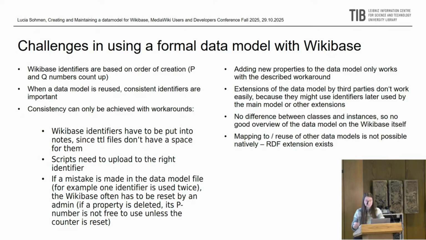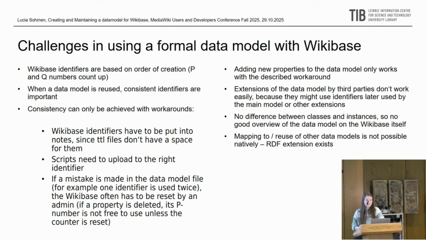But when you want to reuse data models, you need consistent identifiers. And so it would be nice if those were somehow in Wikibase. And we achieved this with some workarounds. So first of all, we put the Wikibase identifier into the node of the TTL file, which is, well, not really the place that's meant for that, but there isn't really another good one. And we need to customize the script to upload the right identifier.